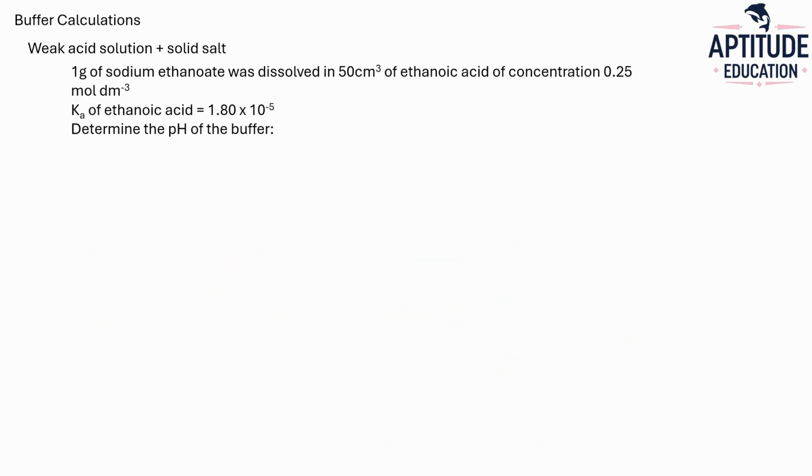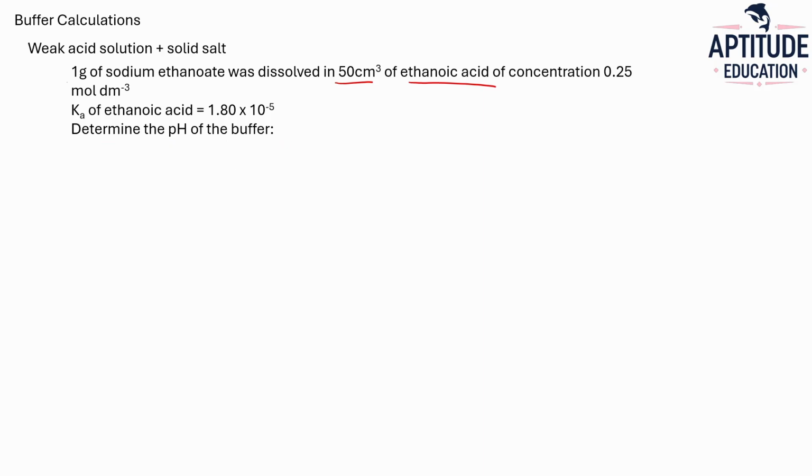In this scenario, we are using a weak acid solution, and we are dissolving a solid salt into this weak acid solution to form our buffer solution. In this question, 1 gram of sodium ethanoate is dissolved in 50 cm cubed of ethanoic acid of concentration 0.25 moles per decimeter cube. We're given the Ka equation, and we're asked to find the pH of the buffer.